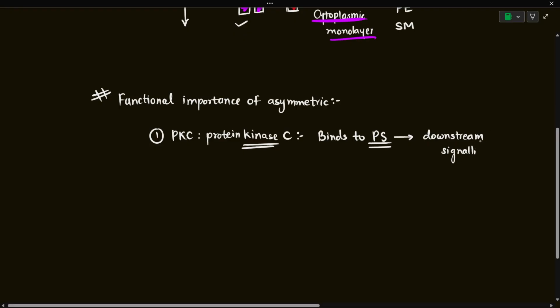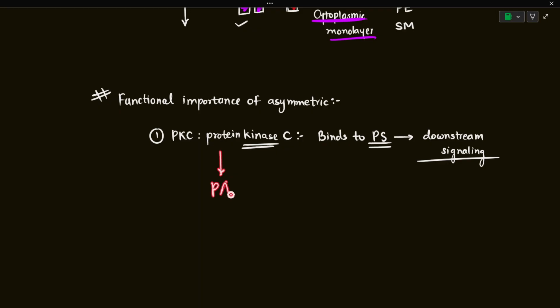So this is a protein kinase, right? It is going to phosphorylate certain protein. Let's say it is going to phosphorylate protein A. For protein A phosphorylation, you first need to check two conditions. First, you need to activate protein kinase C, and then, wherever it is getting activated, there needs to be a higher concentration of phosphatidylserine on the cytoplasmic monolayer. When those two conditions are met, only then will you see the downstream effects of protein kinase C. So when protein kinase C is activated, it goes and binds to the phosphatidylserine, and then you can see the downstream effects of this protein. This is how the asymmetry plays a quite important role in cells.